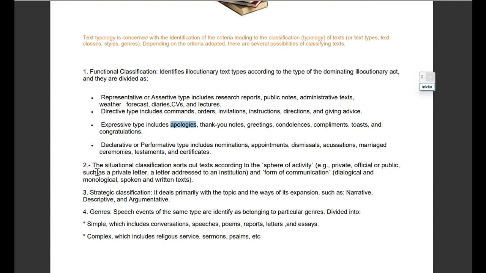The second classification sorts out texts according to the sphere of activity. For example, private, official, public, or form of communication: dialogical, monological, spoken and written text. Previous to the last one, we have the strategic, which is primarily concerned with a topic and the ways of expansion, such as narrative, descriptive, argumentative. And the last one, we have the genre. These speech events of the same type are identified as belonging to a particular genre. They could be simple, which include conversations, speeches, poems, reports, letters, essays, and complex, which include religious service, sermon, etc.